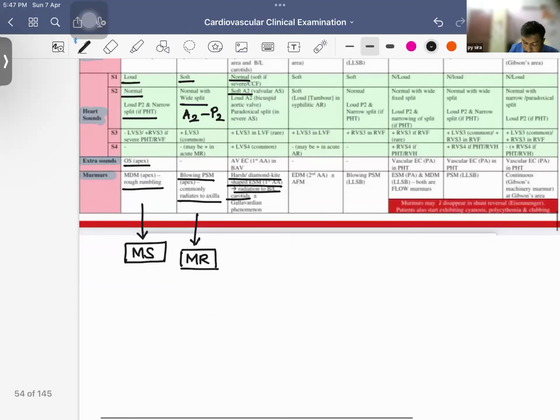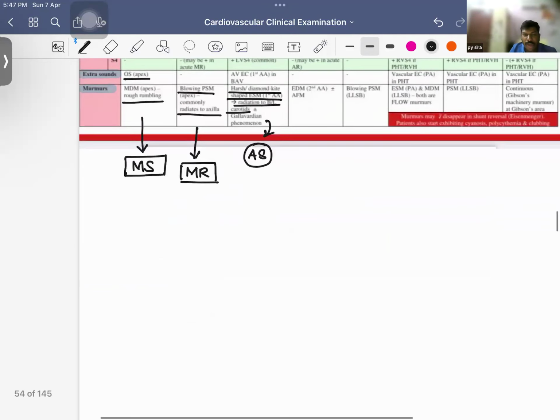Okay, and there is going to be something called Gallavardin phenomenon, which I will tell you about. So which is seen in which condition? It is seen in the case of aortic stenosis. Okay, aortic stenosis. What is this Gallavardin phenomenon?